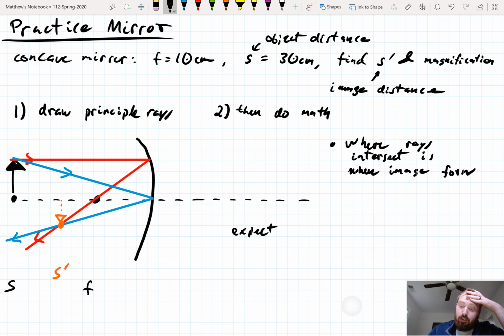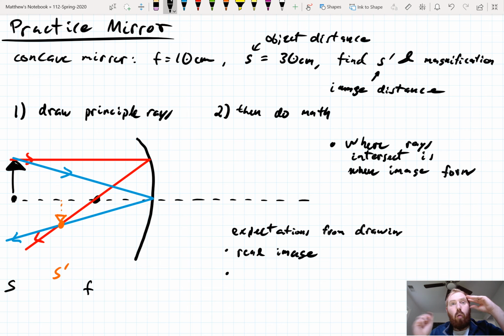We expect this is a real image. Let's see, expectations from drawing. One is that this is going to be a real image. Why do I say real? Well, look at the rays. The reflected rays actually cross each other. They physically cross. And that's what we mean by real. There are physical rays crossing there.